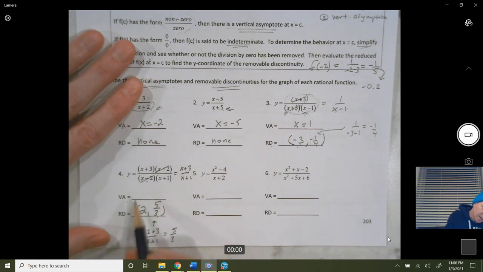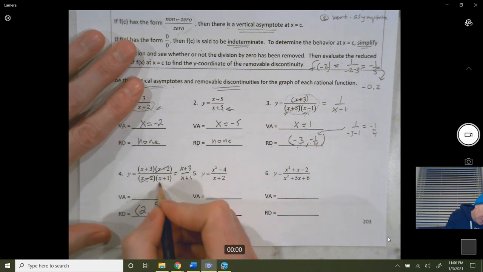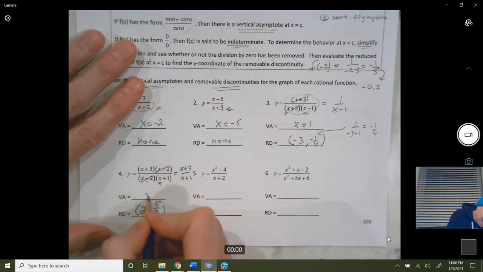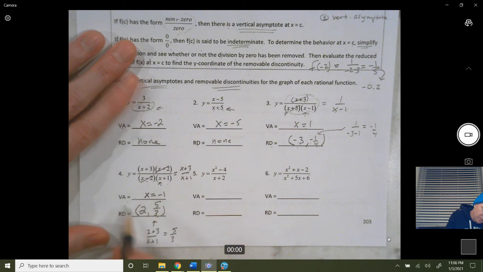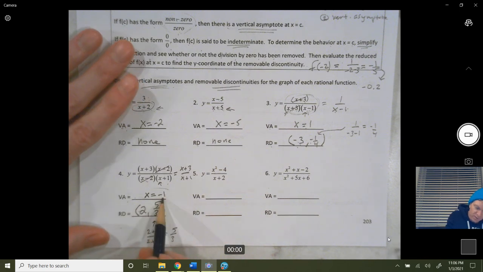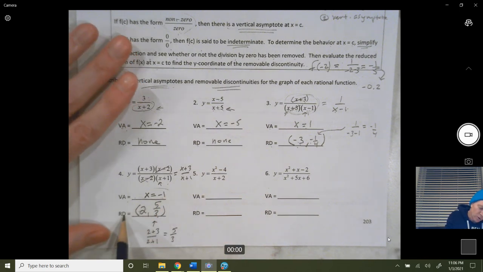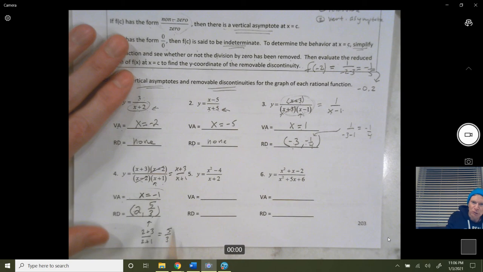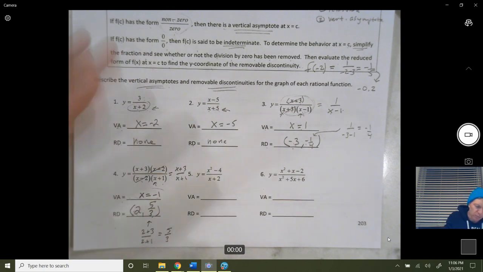Okay? The vertical asymptote is the value that makes your denominator 0 that doesn't cancel. So that's x equals -1. Again, a vertical asymptote is a vertical line. Give the equation of a line. Removable discontinuity is an ordered pair. It's a single point. It's like you took one point out of your graph and removed it.